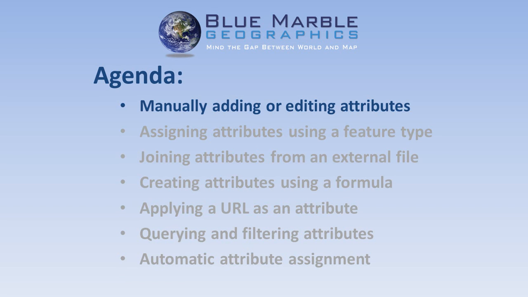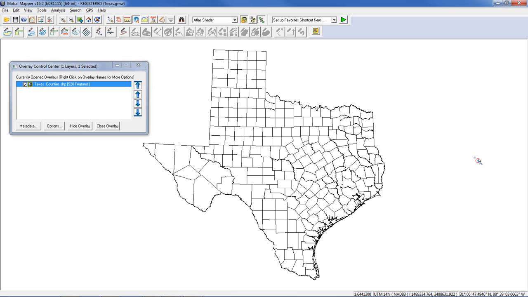So the first section, the first bullet, as you can see on the screen, is manually adding or editing attributes. And as I said during the introduction, we are going to also kind of more broadly introduce the concept of attribution in Global Mapper and how you can interact with the attributes in your features on the map. So let's take a look at some map data. So as you can see, we have some data on our screen.